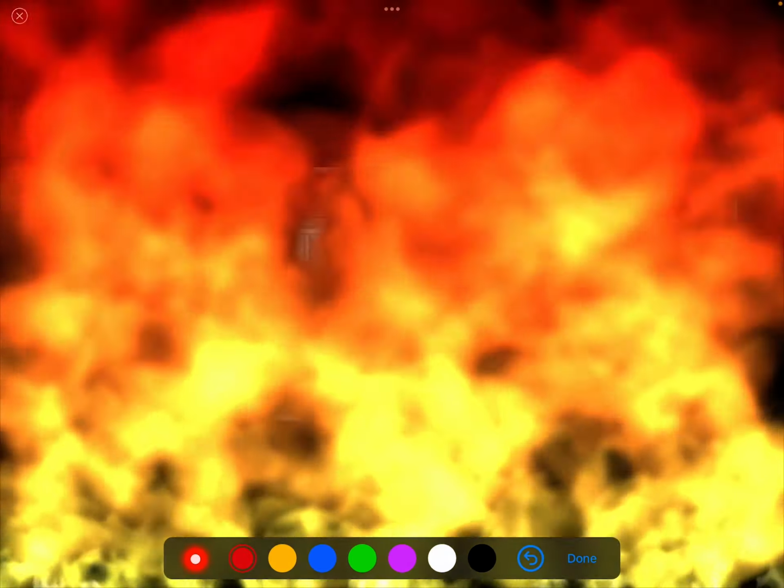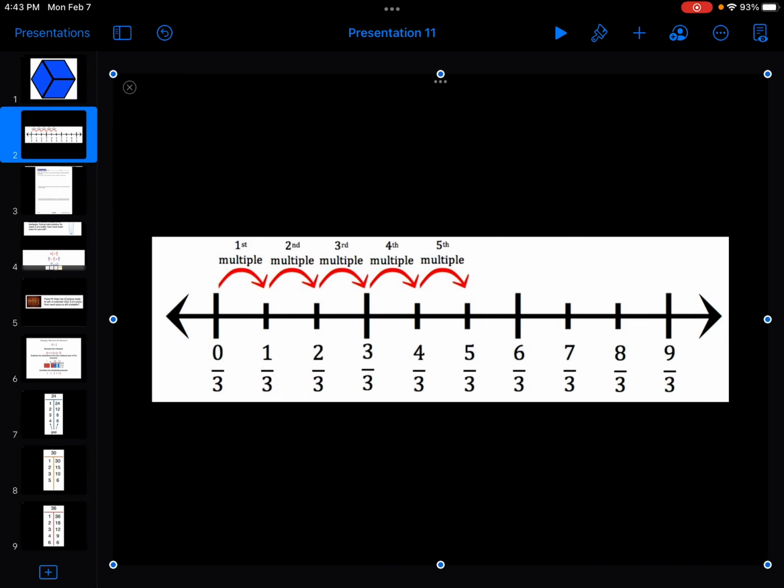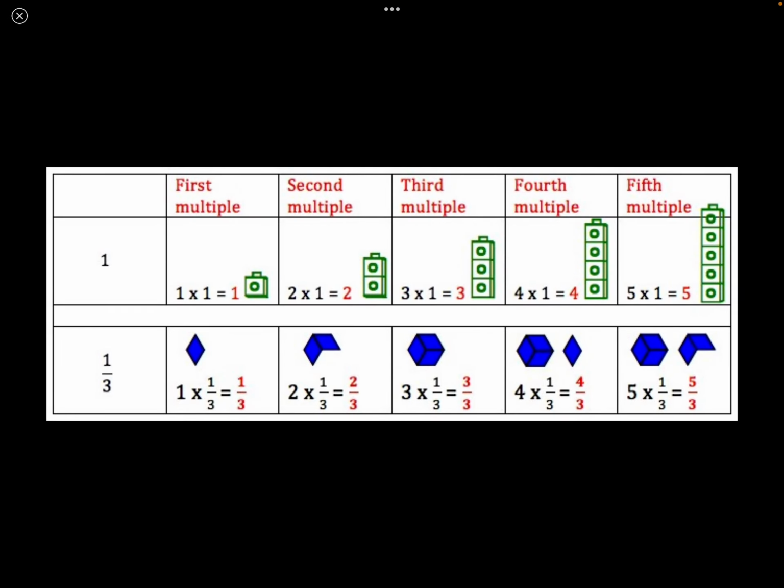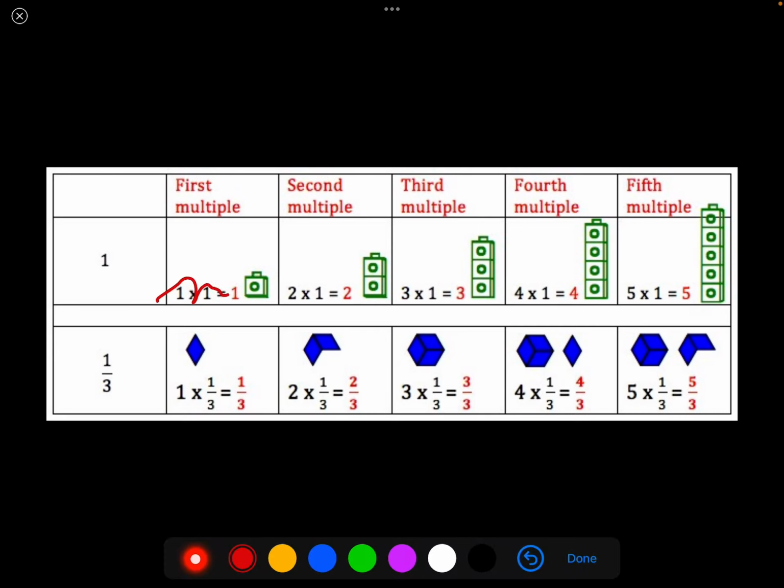So we have, whoops, we went too far. Let's go back there. All right. So just looking at these, I want you to think of these as multiples. So we knew that 1 times 1 was 1. And then once we had the 1 times 1, that could be represented as 1 block. 2 times 1 equals 2, which would be 2 blocks. On and on to 5 times 1, which would represent 5 blocks.